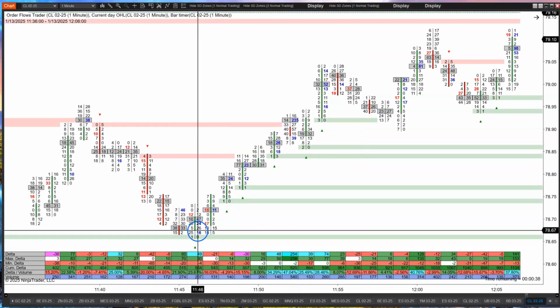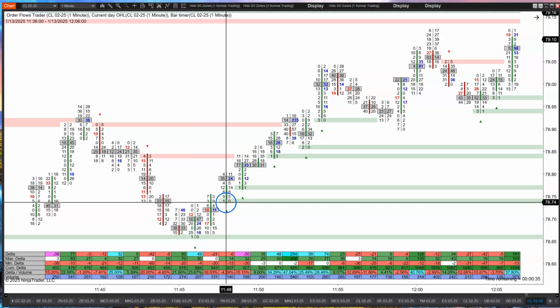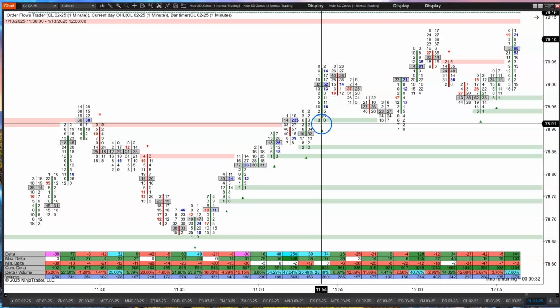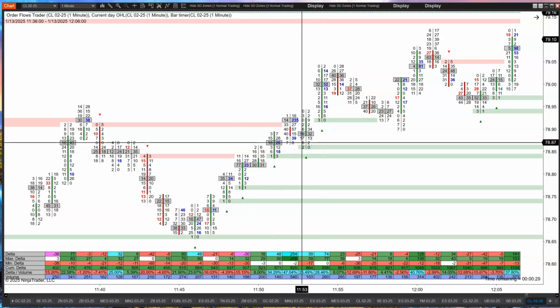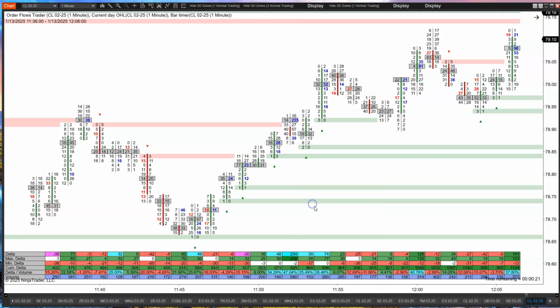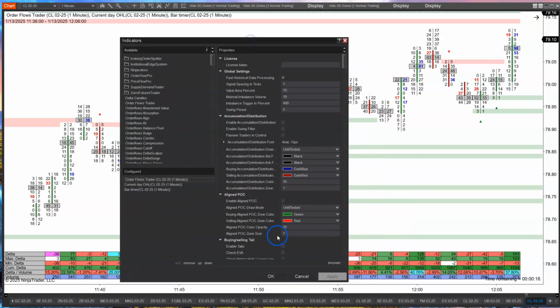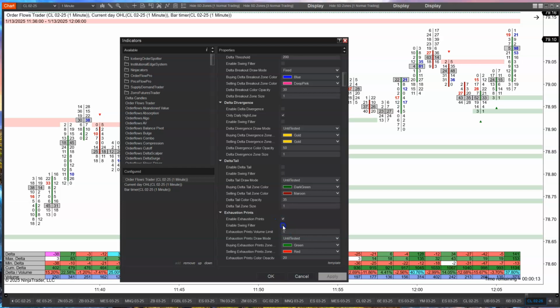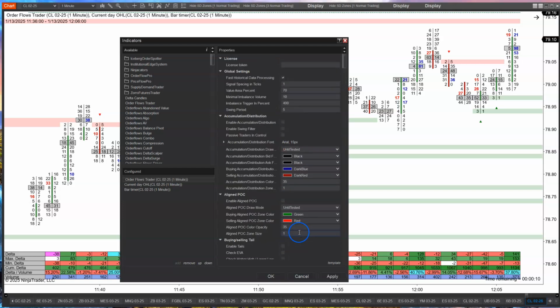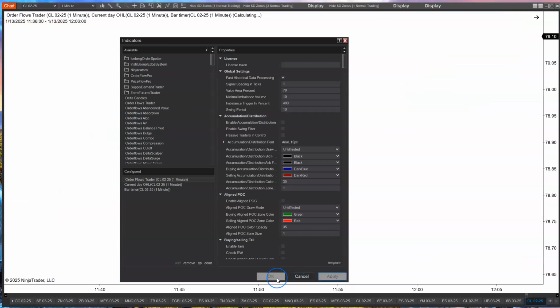But there's an exhaustion print at this low, another exhaustion print, another exhaustion, another. Well, I'm not interested, because I'm trying to trade a reversal. I'm trying to trade an exhaustion print reversal and a delta divergence reversal. So I'm going to go back to the settings and click on use swing filter. Now, I'm going to default this set to 5, but I'm going to make it a little bit stronger. I'll make it 10, a swing period of 10. So it's going to find swing highs or swing lows over a 10-bar period, and click apply.